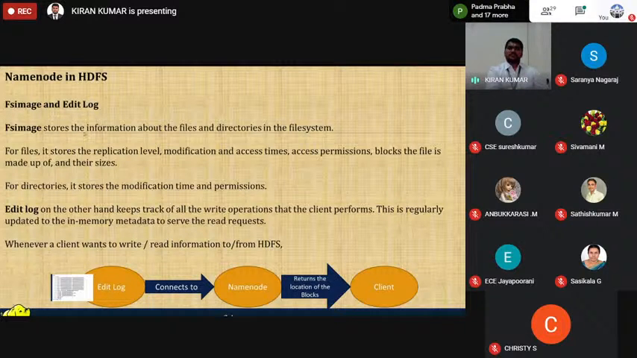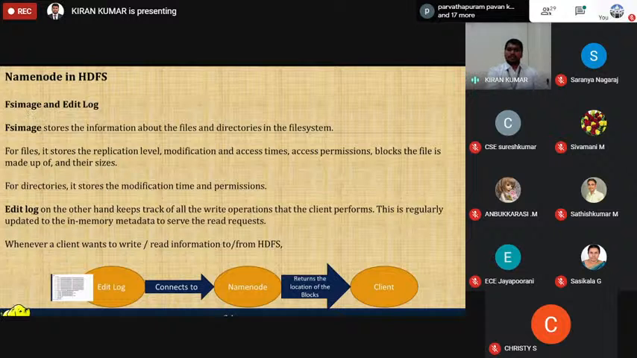So the fs image is a file which stores the information about the files and directories in the file system. The name node stores the metadata. Inside the fs image, it contains all the information about the files and directories in the file system. For files, it stores the replication level, modification and access, because we have blocks. It has the replication and also the permission level. And for directories, it stores the modification time and the permission. So this information is contained in the fs image.